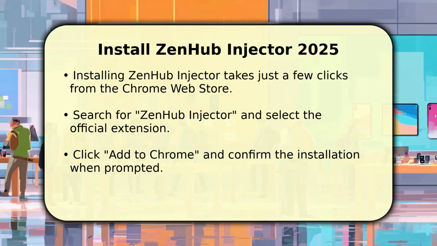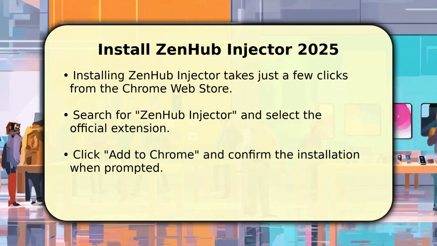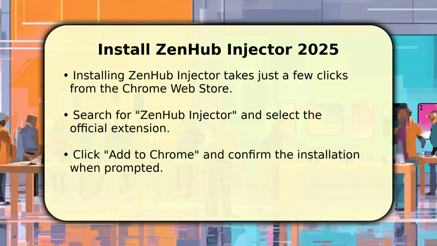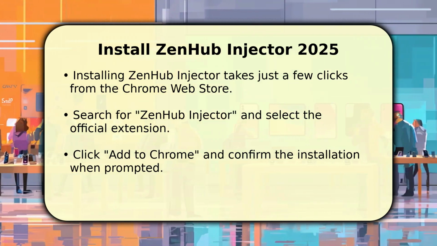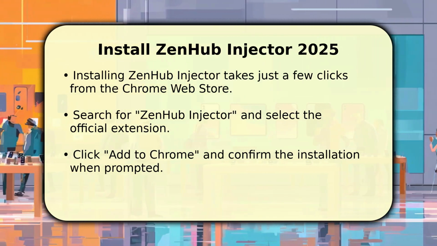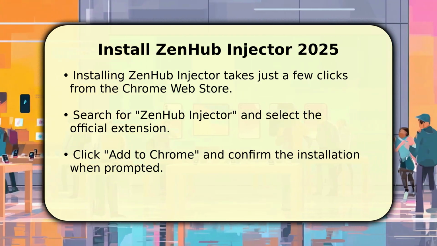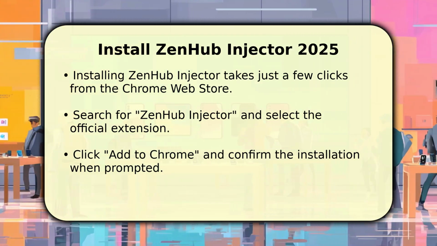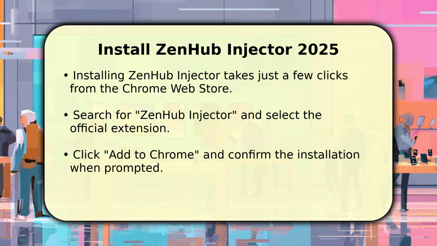Now let's get the injector installed. It's surprisingly straightforward. Open your Chrome browser and navigate directly to the Chrome Web Store. In the search bar, simply type ZenHub Injector and look for the official ZenHub extension. Once you locate it, click the Add to Chrome button.